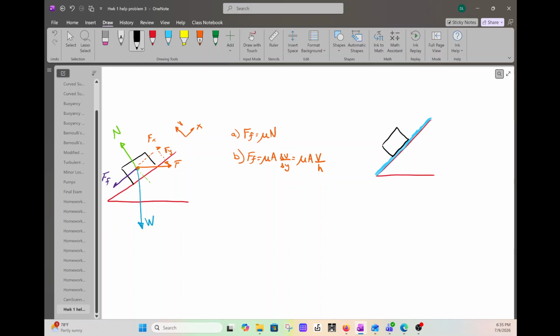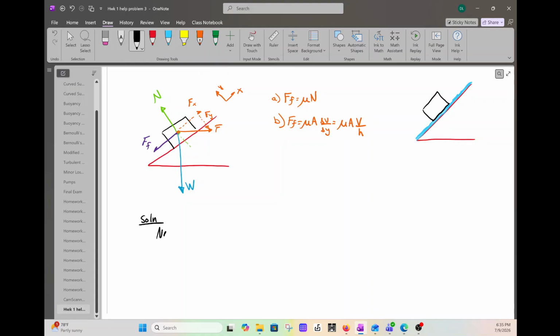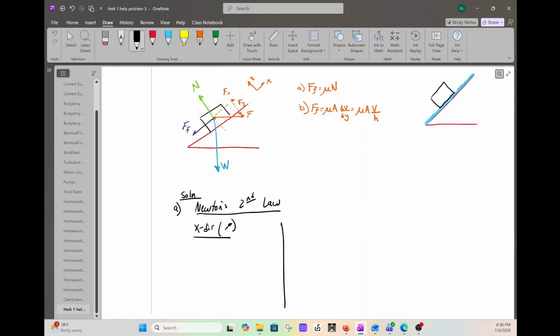Now, when I said earlier, break habits, in your solution, write Newton's second law. And this would be for part A, underline. And this is where you should have the X direction, which is up the ramp. Put a line, Y direction, perpendicular to the ramp, underline. Sum of the forces in the X equals m a_x. Sum of the forces in the Y equals m a_y.